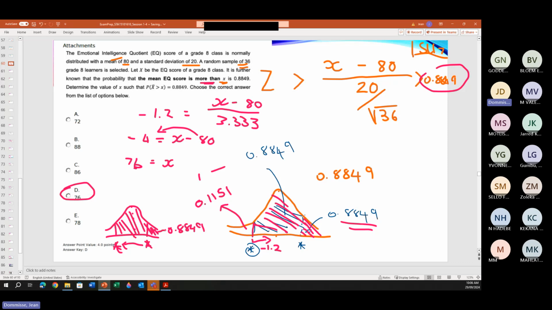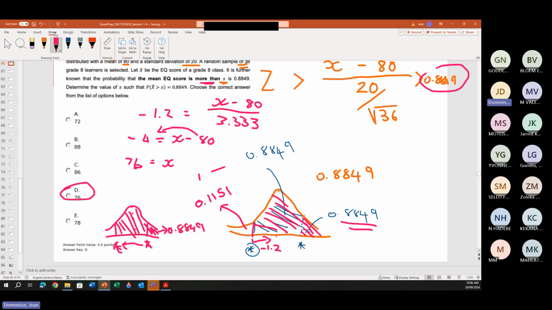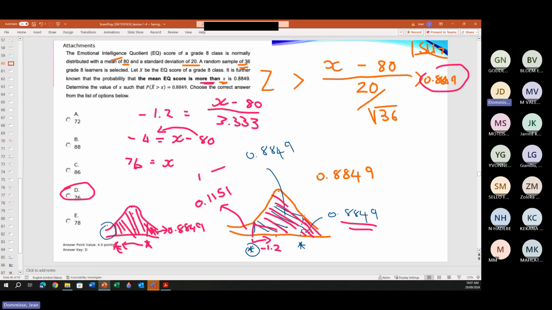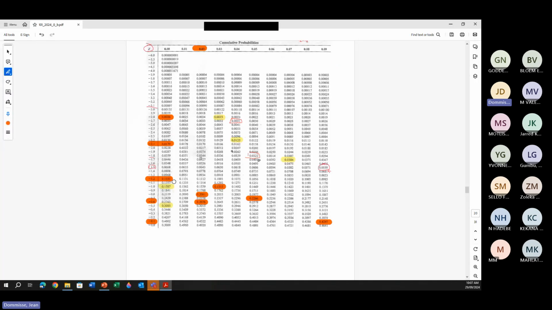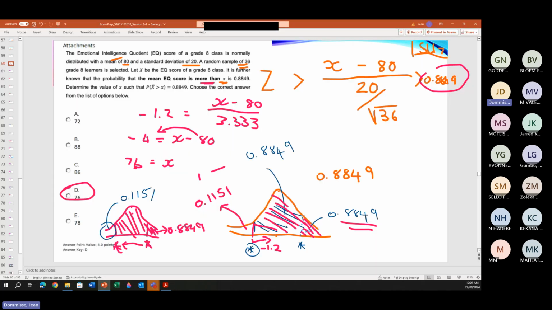to be equal to 0.8849. So that means that we can get that smaller area, which is 0.1151. Then 0.1151 is on the Z table, where Z is equal to minus 1.2. So Z equal to minus 1.2 is equal to what we have written out. And by that way, then we can work out your X value.